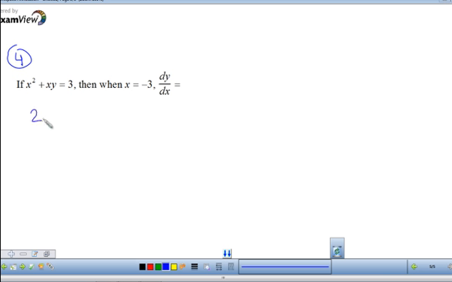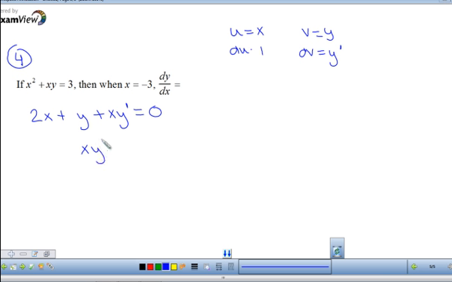To find the derivative, that would be 2x. I'm going to have to use the product rule, so u is x, v is y. The derivative of u is 1, the derivative of v is y prime. So the derivative of u times v plus the derivative of v times u. And the derivative of 3 is 0. So x y prime is equal to negative 2x minus y. And then if we divide, we get negative 2x minus y over x.